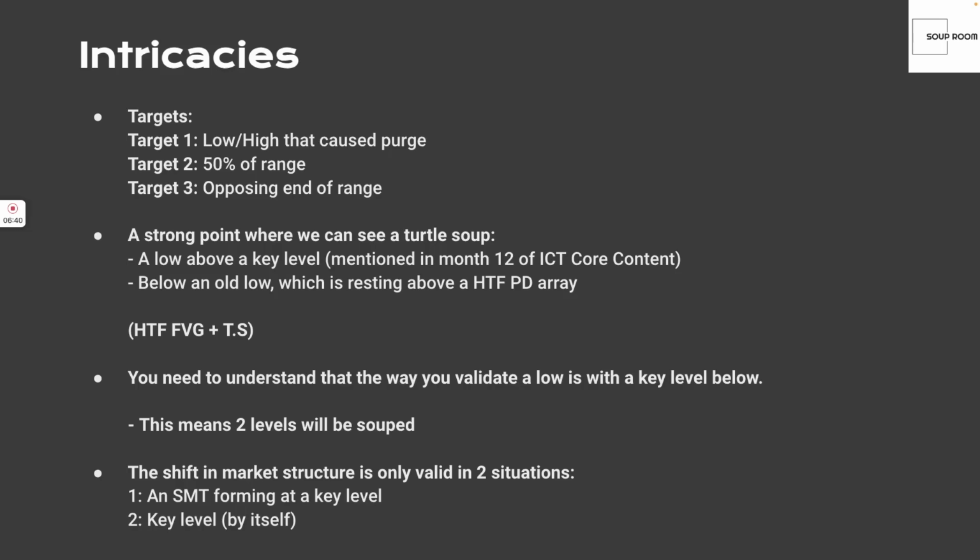So, knowing this, your target number 1 will be the low or high that caused the purge. Target number 2 will now be the 50% of the range, and target number 3 will be the opposing end of the range. A strong point where we can see a turtle soup is a low above a key level. This is mentioned in month 12 of ICT's core content. Or below an old low, which is resting above a higher time frame PD array.